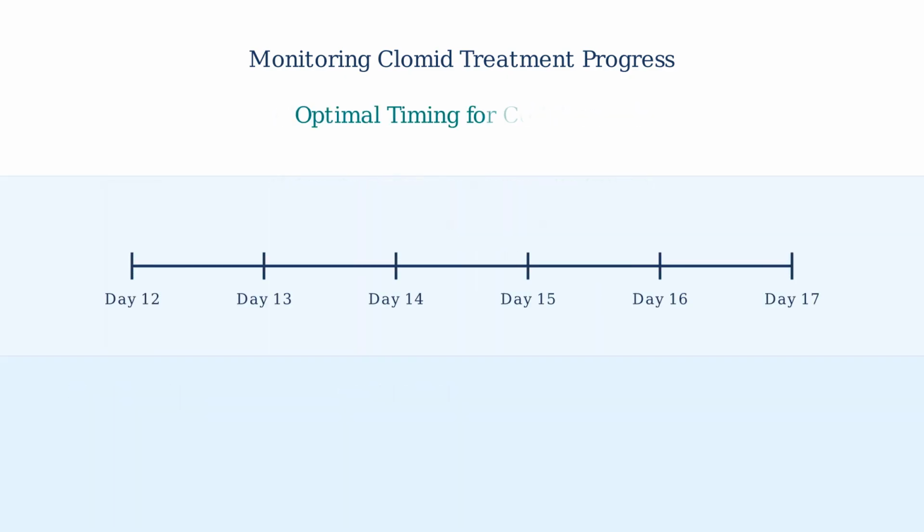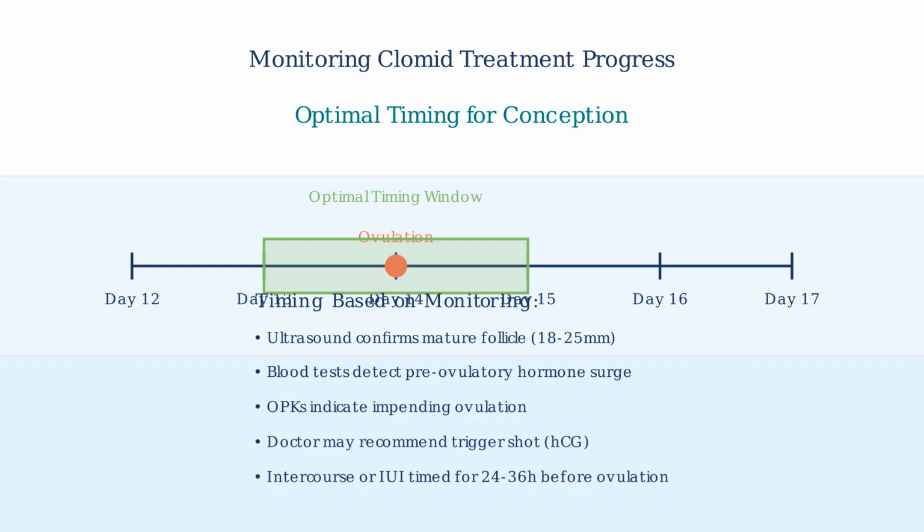All monitoring methods work together to determine the optimal timing for conception attempts. Based on monitoring results, your doctor can pinpoint when ovulation is likely to occur. The optimal time for intercourse or insemination is typically in the window 1 to 2 days before ovulation. Ultrasound confirms a mature follicle, blood tests detect the hormone surge, and at-home tests can indicate when ovulation is imminent. In some cases, doctors may recommend a trigger shot of human chorionic gonadotropin to precisely time ovulation.